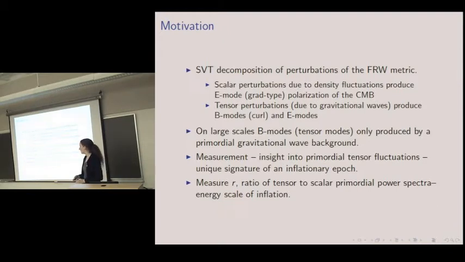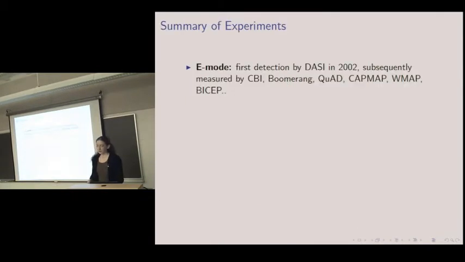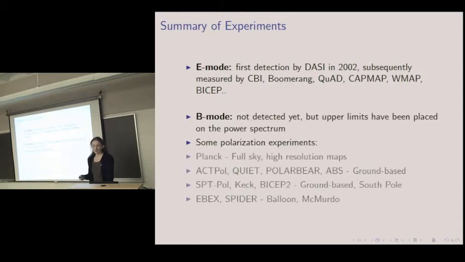Through these experiments, we hope to measure the ratio of tensor to scalar power spectra, and through this we'll have insight into the energy scale of inflation. There are many experiments that have targeted polarization of the CMB. The E-mode has been detected. It was first detected by DASI in 2002 and was subsequently confirmed by these other experiments here. B-mode hasn't yet been detected, but we have upper limits on the power spectrum. There are many experiments targeting this, and here's an overview of them.